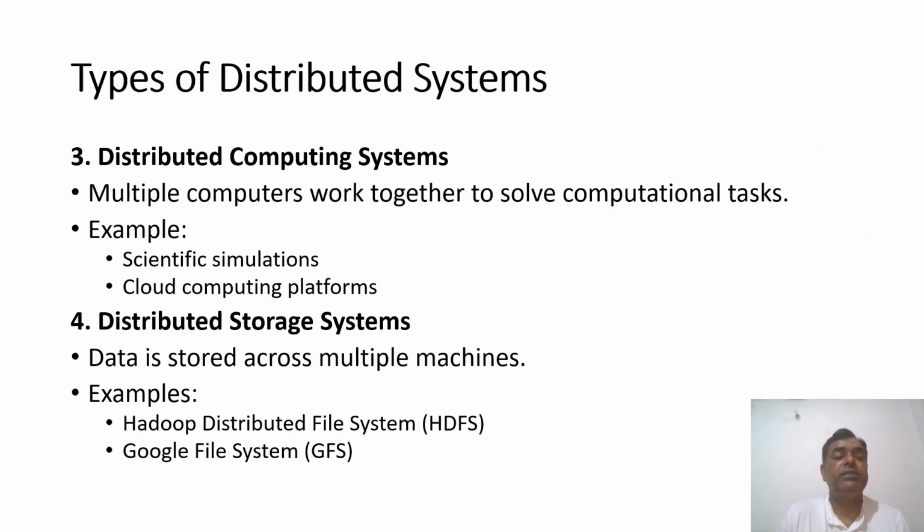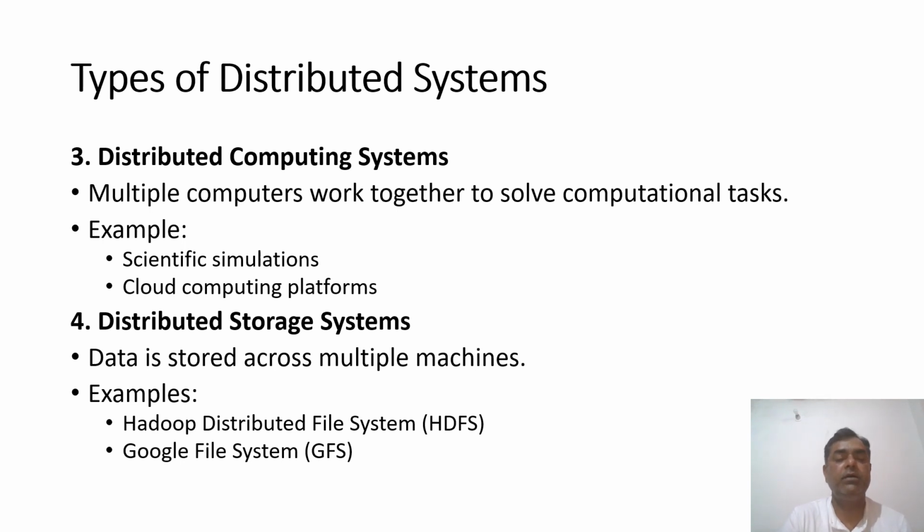Now the next is distributed computing system. Basically it is used for scientific simulations where computers work together to solve a computational task. Another example is cloud computing platforms like AWS, Microsoft Azure, and like that. Now the next one is distributed storage system, and in this case the data is stored among the different machines. Examples are HDFS, or you can say the Hadoop Distributed File System.